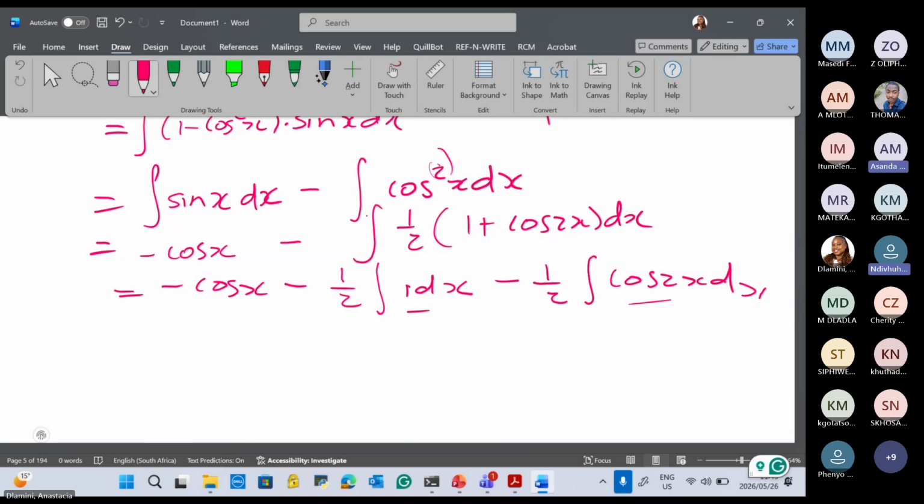That one to be 1 over 4. Thank you. So we need to integrate a 2 over 2. Add in a 2 over 2 there. So then this is equals to minus cos of x minus 1 over 2x minus 1 over 4 sine of 2x plus c.